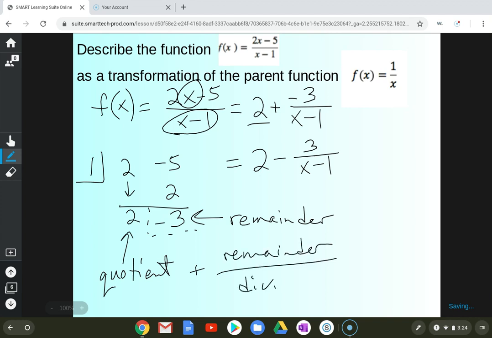All right, so how do we describe this transformation? Well, I would say we've got a couple things going on here. First, we have a translation of 1 to the right.